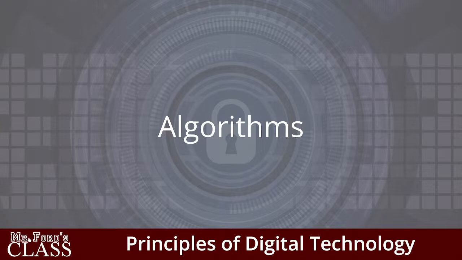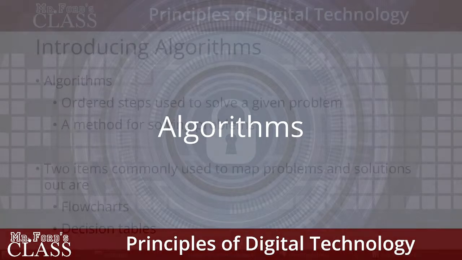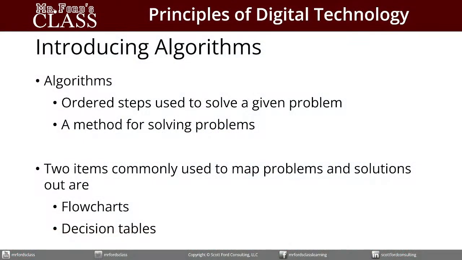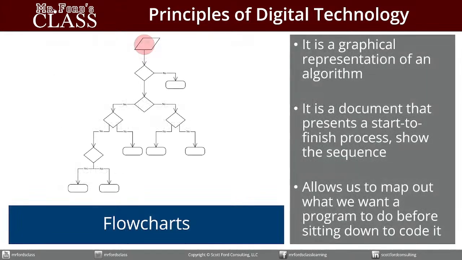Good. So let's take a look at algorithms. Algorithms are ordered steps used to solve a given problem. It's a method for solving problems. And there's two commonly used ways that we map our problems and come up with our solutions. We have flowcharts and we have decision tables.